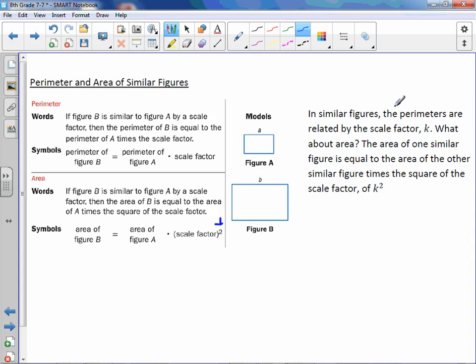In similar figures, the perimeters are related by the scale factor K, but what about the area? The area of one similar figure is equal to the area of the other similar figure times the square of the scale factor, or K squared.